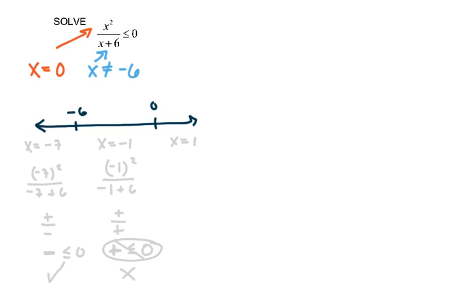And then we've got 1 squared over 1 plus 6. So we've got 1 over 7, positive over positive. This represents a positive value. And a positive value is never going to be less than or equal to 0. So we can't include that region either. So it appears that only to the left of negative 6, not including negative 6, would be part of our solution set.